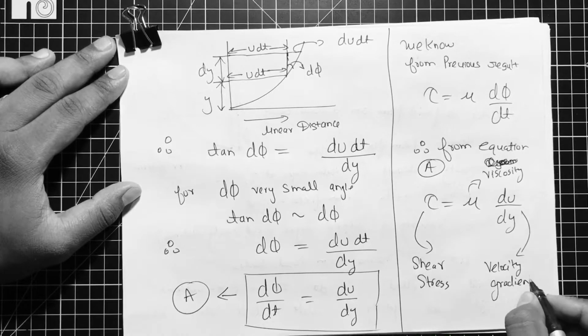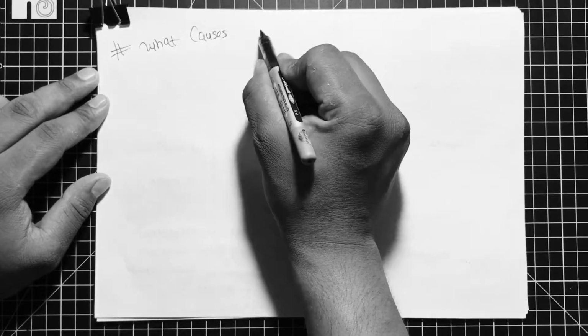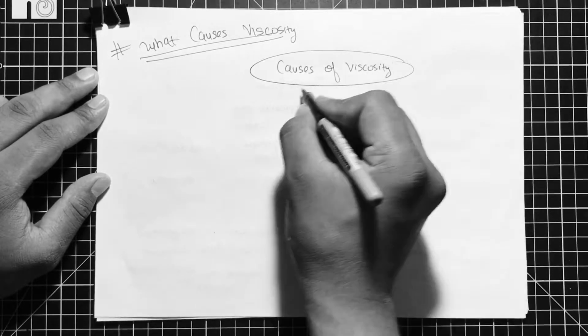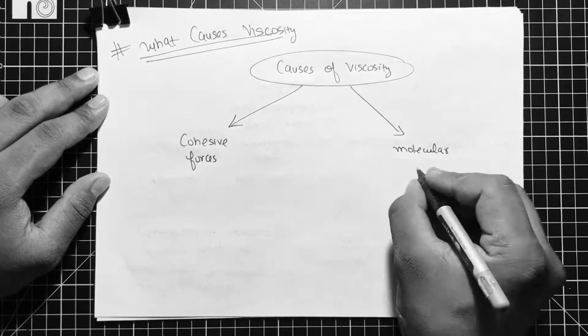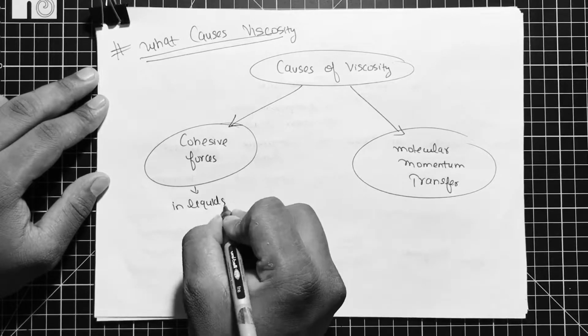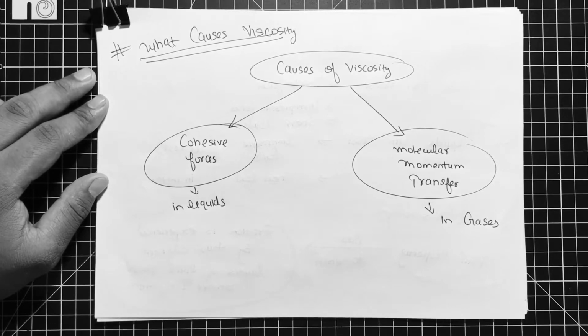So first we will study what the cause of viscosity is. Actually, viscosity occurs due to two causes: first, cohesive forces, and second, molecular momentum transfer. So in gases, the cause of viscosity is molecular momentum transfer, and in liquids, viscosity is due to cohesive forces between the particles of the liquid.